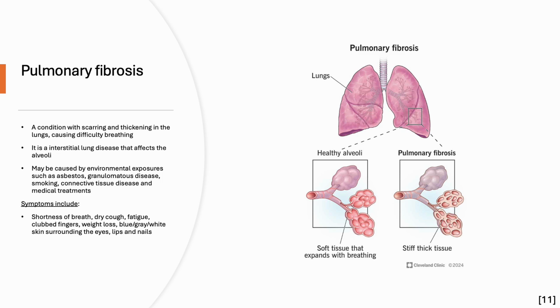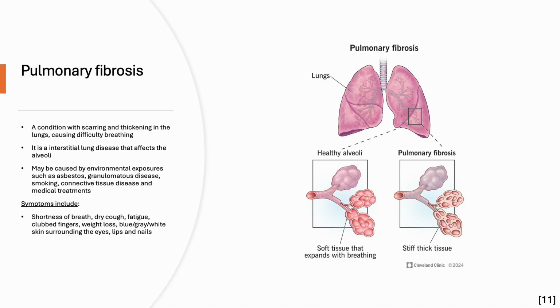And then we have pulmonary fibrosis. It is a condition where there is scarring and thickening in the lungs, which causes difficulty breathing. It is a type of lung disease that affects the alveoli. It can be caused by environmental exposures, such as asbestos, granulomatous disease, smoking, connective tissue disease, and medical treatments.